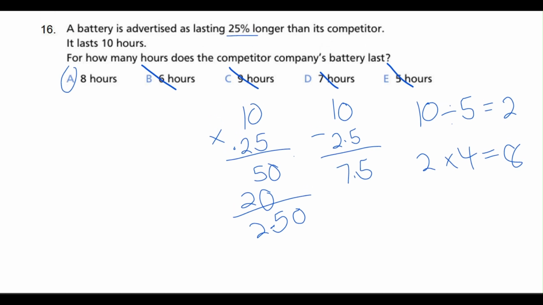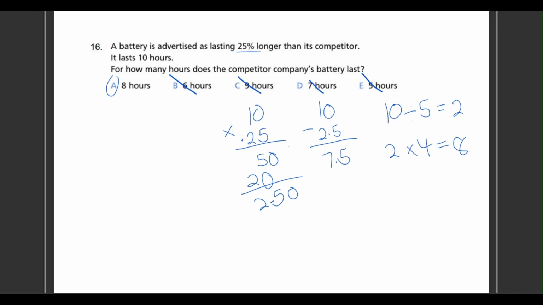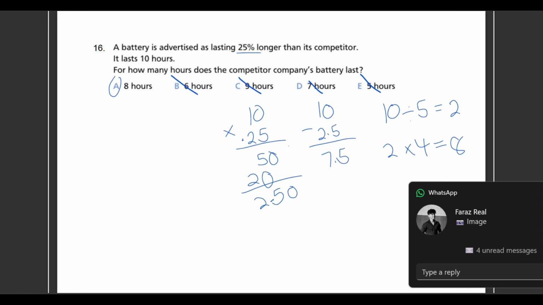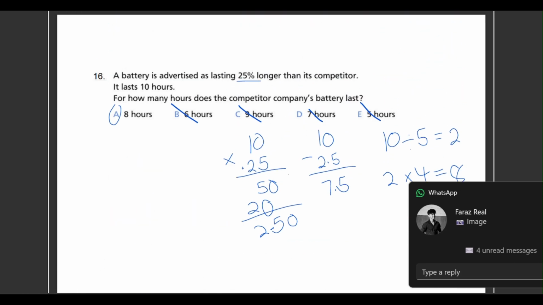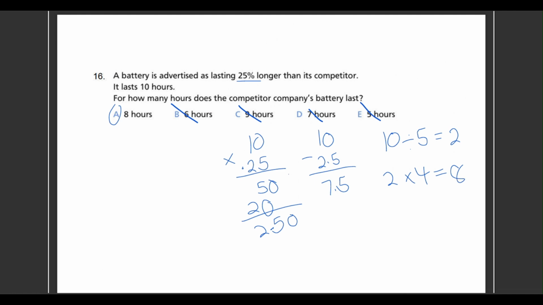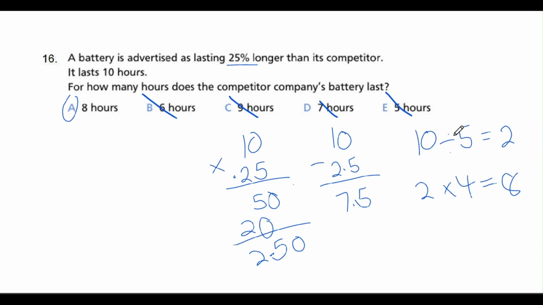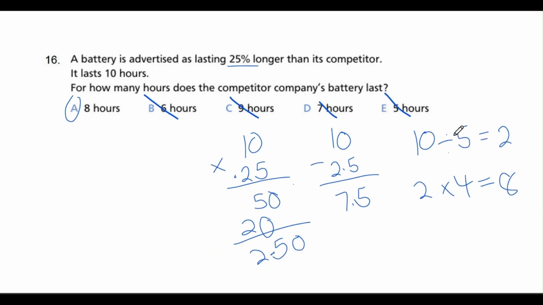First, let's find out what just 25% is worth. To get from 125% down to 25%, we divide by 5. That means we also have to divide the time by 5. 10 hours divided by 5 equals 2 hours. So we know that 25% is equal to 2 hours. Now, to find the original 100%, we multiply that 25% value by 4. So 100% equals 2 hours times 4, which is 8 hours. Therefore, the competitor's battery lasts for 8 hours.